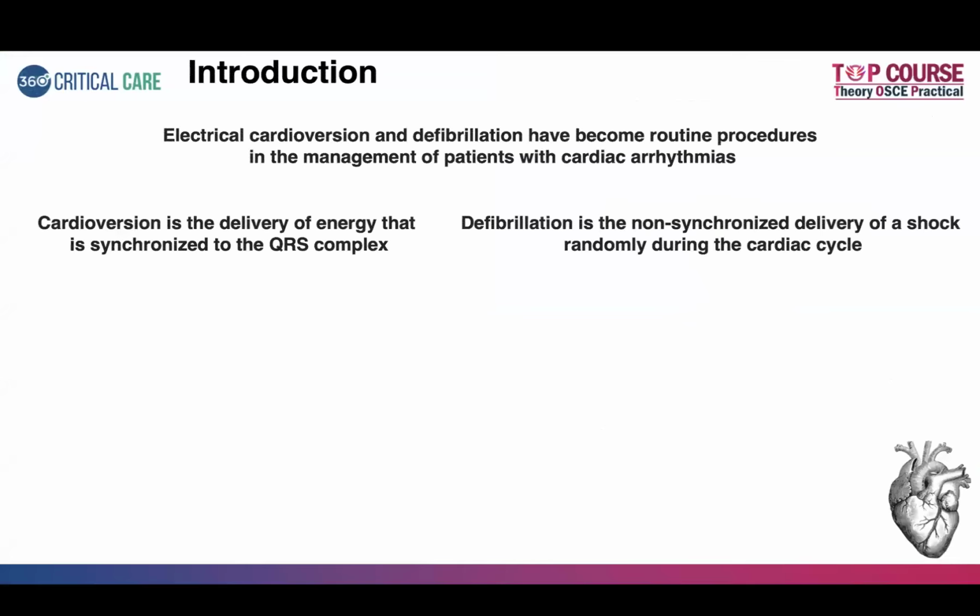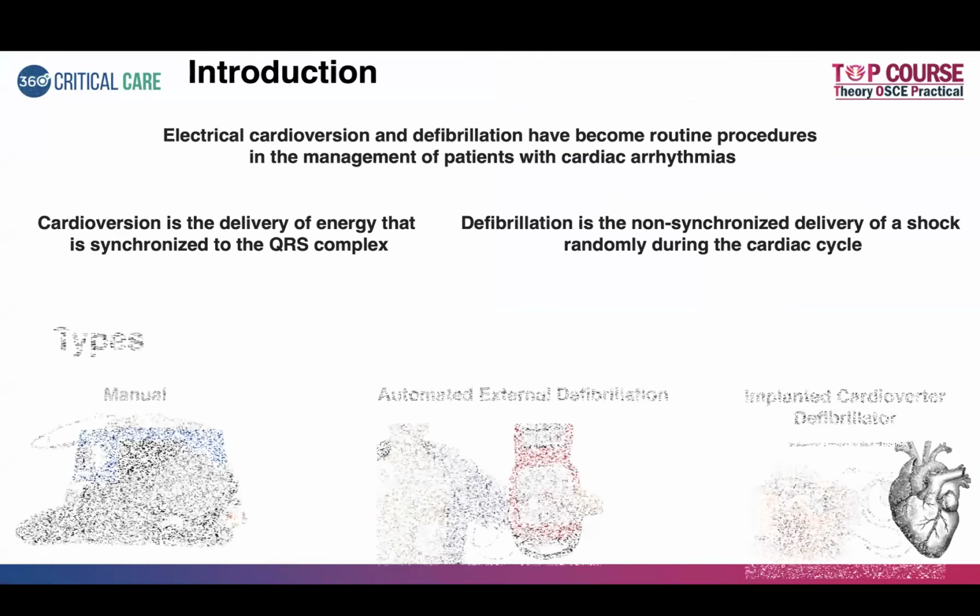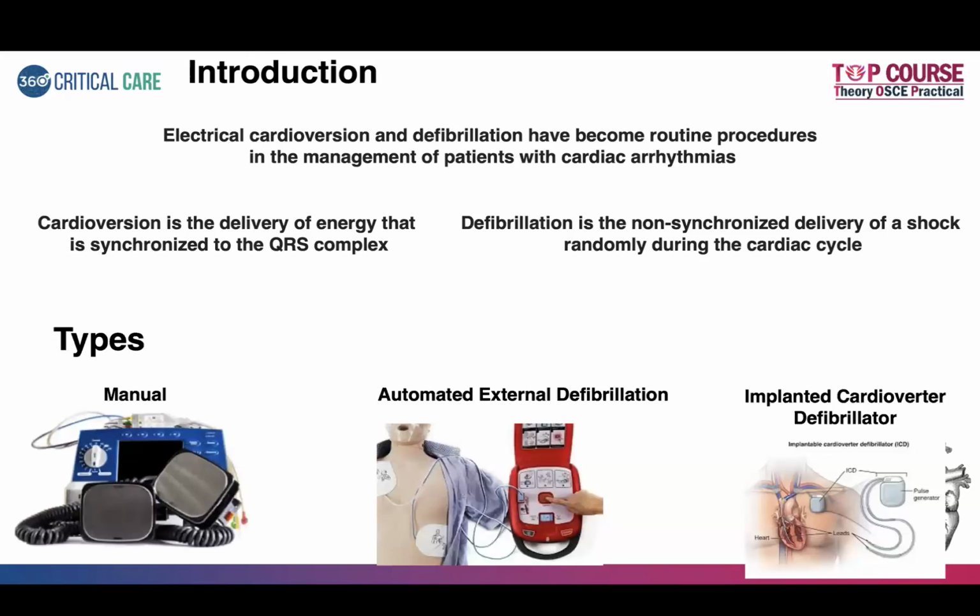So as you all know, electrical cardioversion and defibrillation have become routine procedures in the management of patients with cardiac arrhythmias. Cardioversion is the delivery of energy that is synchronized to the QRS complex, and defibrillation is the non-synchronized delivery of a shock randomly during the cardiac cycle. This is one thing that most of you know. This is for revision. The types of defibrillation are manual, automated external defibrillation, and implanted cardioverter defibrillator.